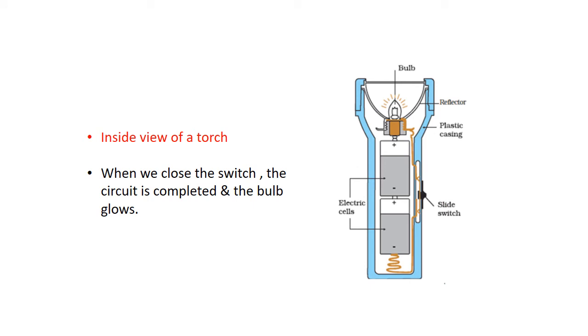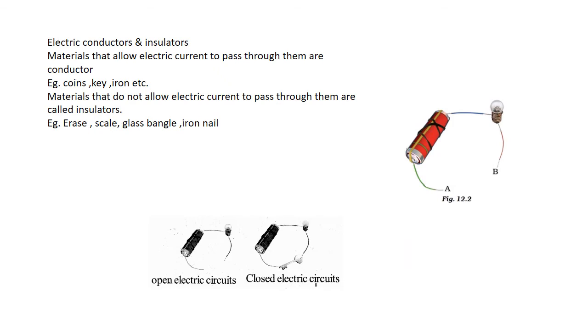Now a torch, you use a torch, right? So what actually happens in this torch is, when we close the switch, you can see the slide switch in the picture. When we close that switch, the circuit is completed and the bulb will glow. There are 2 electric cells in that, right? So the battery is moved towards each other and what happened? The circuit is completed, because of which the bulb will glow.